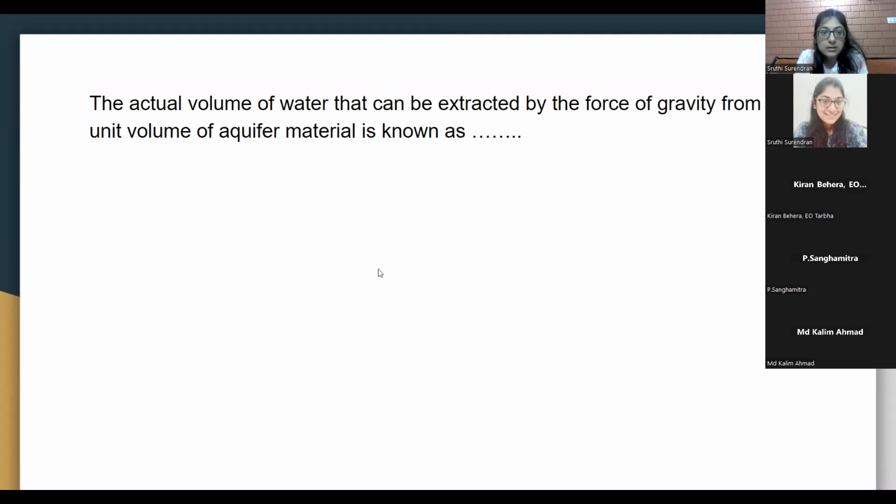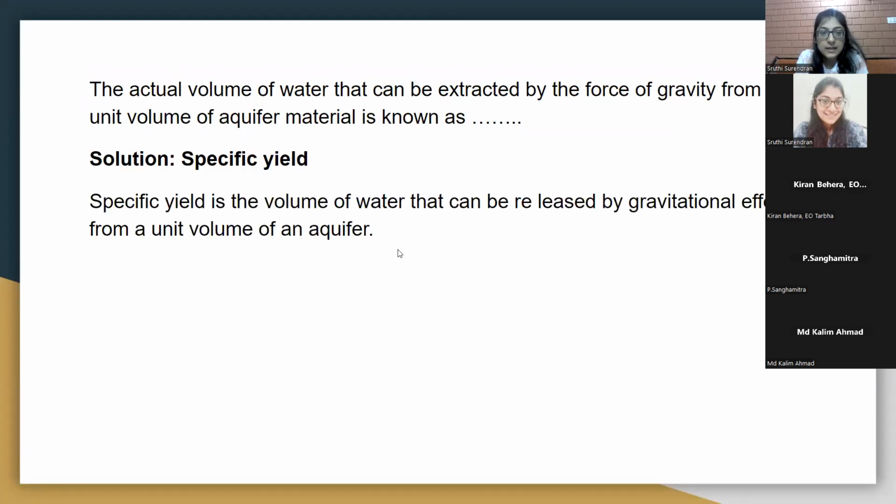Okay, I'll give you the answer. It is specific yield. Specific yield is the volume of water that can be released by gravitational effect from a unit volume of an aquifer. That is by definition. Yes, correct, Khalil, specific yield.